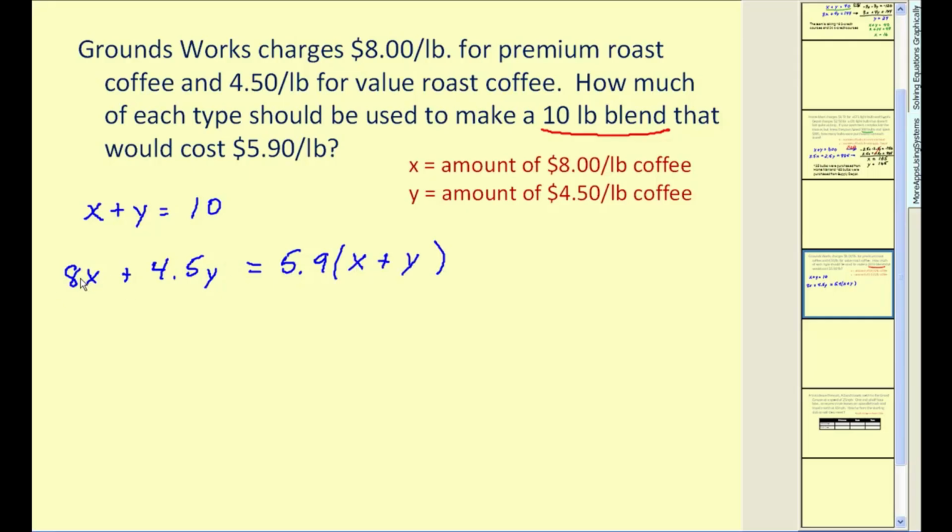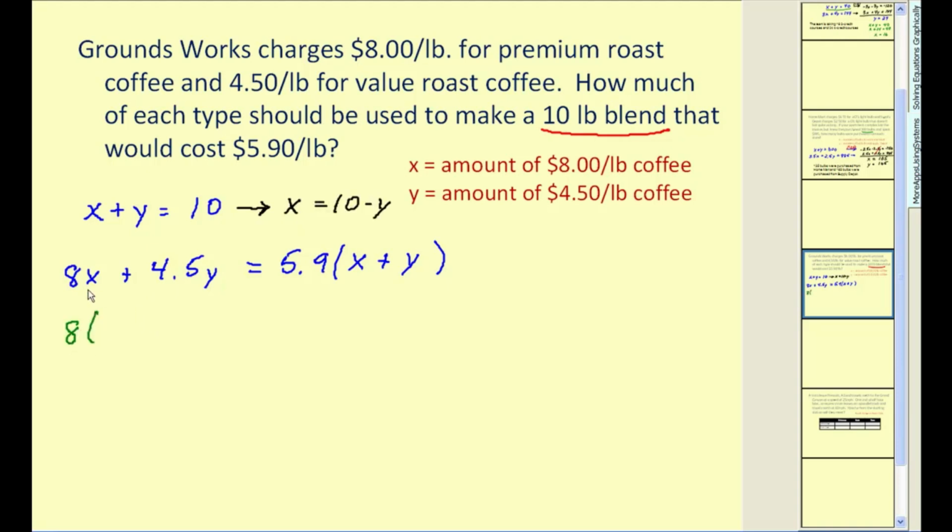So what we have here is $8 times the amount of x plus $4.50 times the amount of y must equal $5.90 times the amount of the mix, which would be the sum of x and y. Now to solve this system, I am going to use the substitution method, and what I'm going to do is solve this equation for x. I'll subtract y on both sides. Now let's rewrite this equation performing substitution.